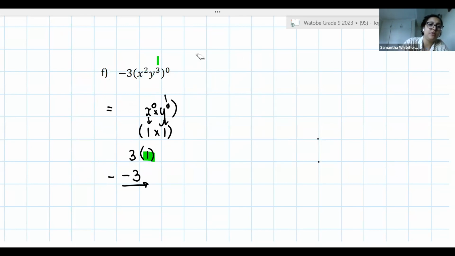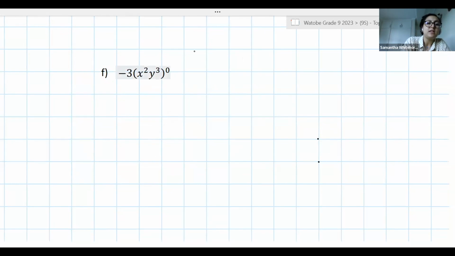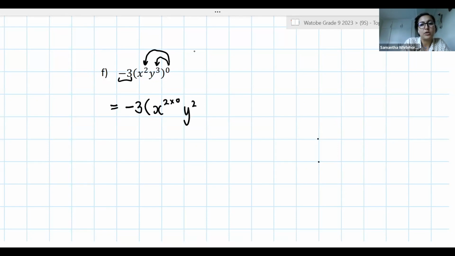Let me take this all off. So the -3 is outside the bracket, so that's our coefficient to the bracket. So we just leave it there for now. We'll come back to it in a second. What we want to do is distribute the 0 to the exponents. So we've got x to the power 2 times 0, y to the power 2 times 0. Now we know that anything times 0 is 0. So we've got x to the power of 0, y to the power of 0.